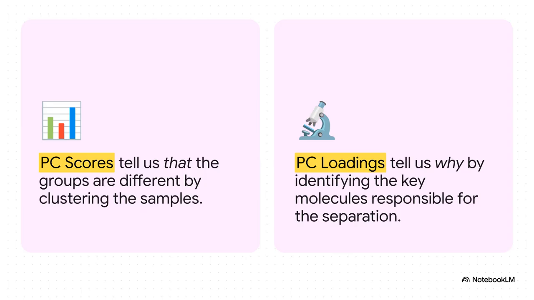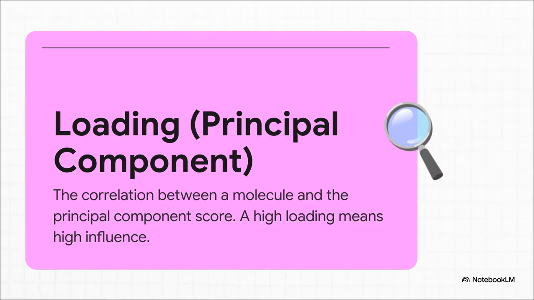So PCA really gives us two key pieces of the puzzle. The scores are what we just saw. They confirmed that our groups were different by creating those separate clusters on the chart. But the loadings, that's where the magic is. The loadings tell us why, by pointing a finger directly at the specific molecules that are most influential. So, what even is a loading in plain English? Well, you can just think of it as a number that tells you how strongly each molecule is connected to the separation that you see on the chart.